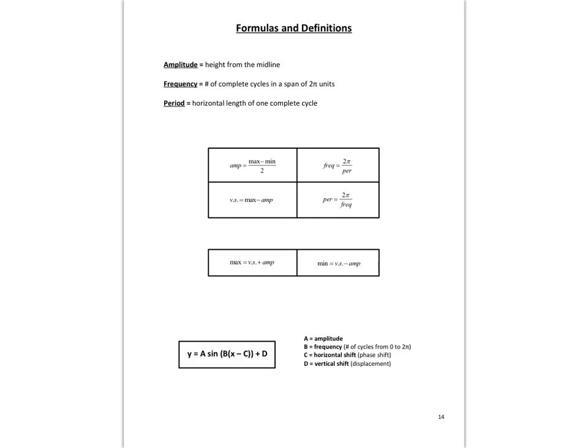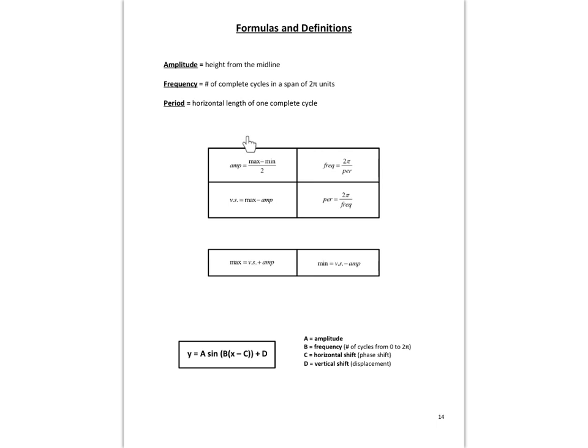Amplitude is the height from the midline. Frequency is the number of complete cycles between 0 and 2 pi, or in a span of 2 pi units. And the period is how long it takes to complete one cycle, or the horizontal length of one complete cycle. Okay, so those are our definitions.